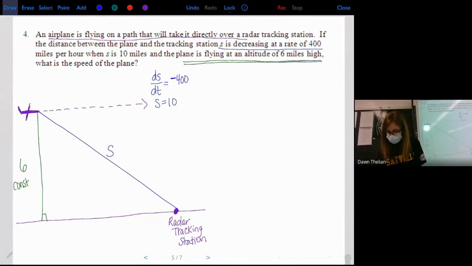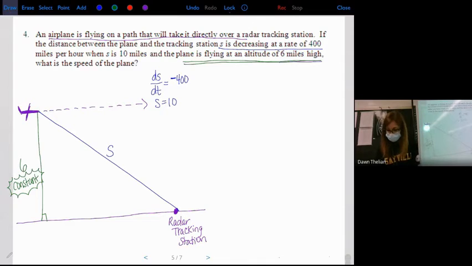So I don't need to come up with a variable for that. I can just leave that as a 6. What is the speed of the plane? All right, well, the speed is how fast it's going forward, right? So first thing I would need then is a variable for this direction. So let's call it X.